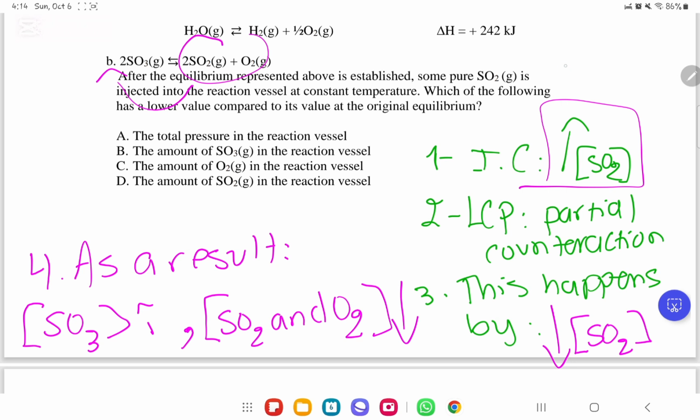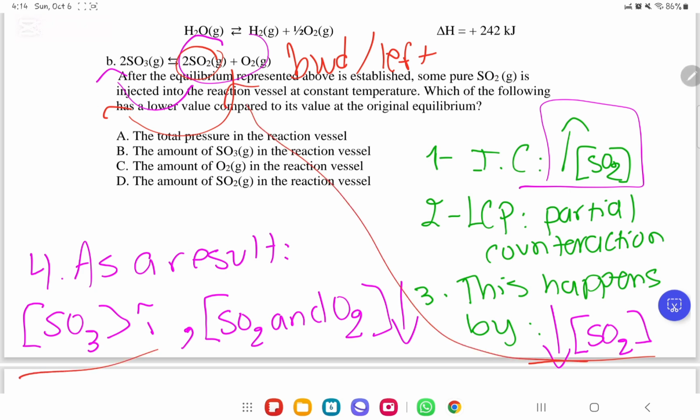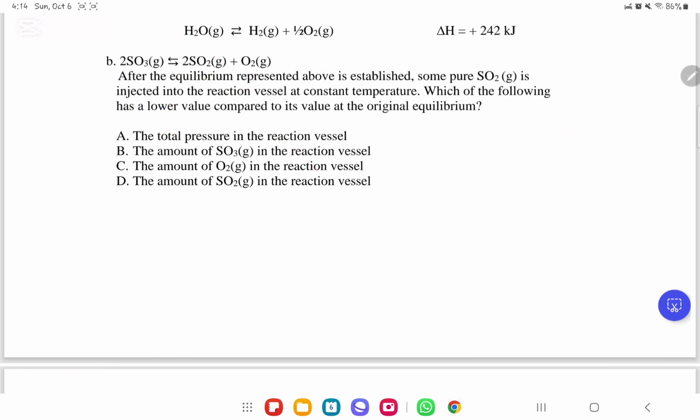So we said if it's going from the products to the reactants, we say this is a backward or left shift. Then the concentration of SO2 decreases, but it doesn't decrease below the original. As we put more concentration of SO2, definitely the final concentration, even if it decreases, will be higher than the original one. And for sure, the concentration of SO3 is going to increase. So that was part B.